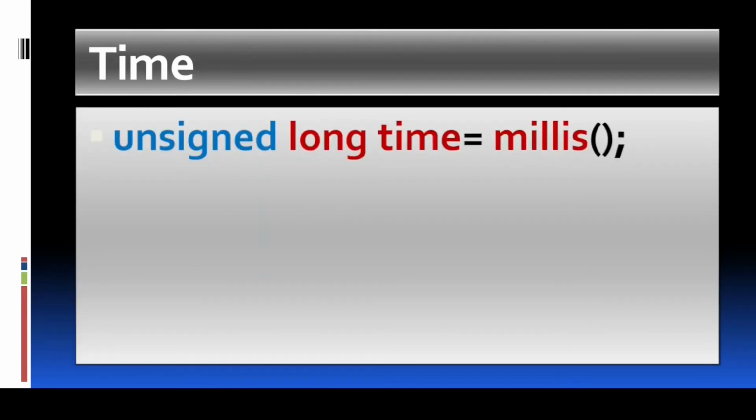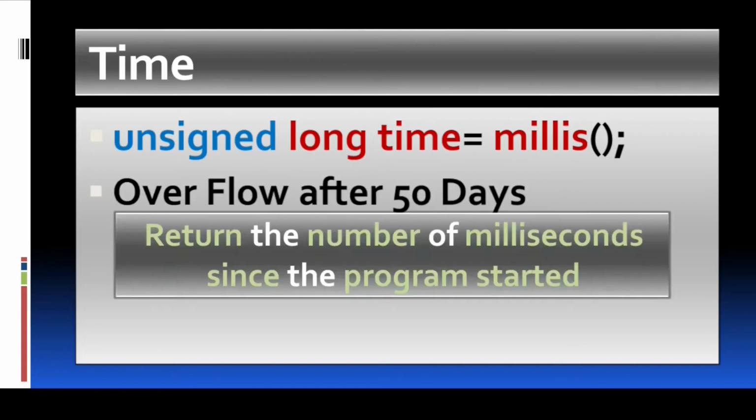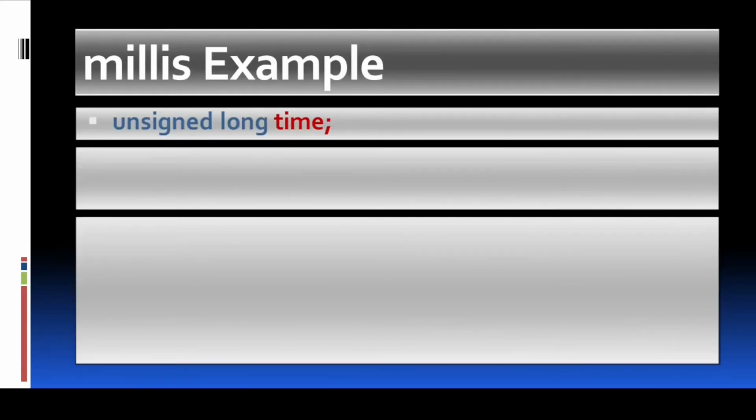This function returns the number of milliseconds passed since the Arduino board began running the current program. This number will overflow after approximately 15 days. Here is the example of the millis function. Here same, we first declare a global variable. In void setup, we initialize the serial monitor with a 9600 baud rate.